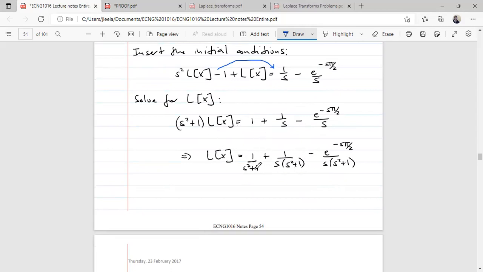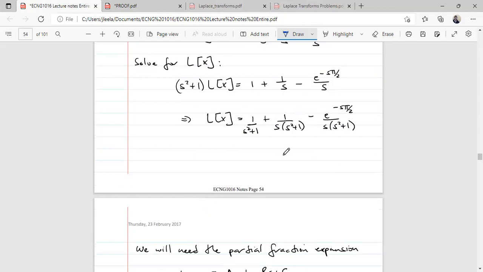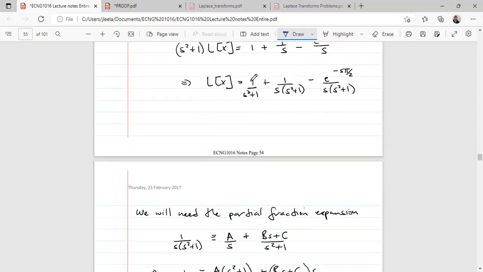So you have 1 over s squared plus 1, plus 1 over s into s squared plus 1, minus e to the minus s pi over 2 divided by s into s squared plus 1. Now it's easy to evaluate this one here, right? We know that this part here, the Laplace inverse of 1 over s squared plus 1, would be sine t, right?